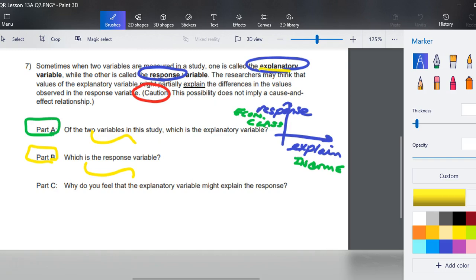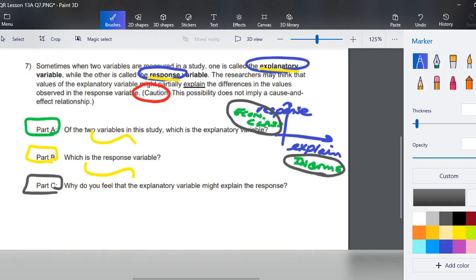And I just want you to play around with these words of explanatory and response. Whichever way you feel that you would like to write this, then write it. I'm going to go ahead and say income because we're taking the income and then we're defining the ranges of our economic class, like upper, middle, and lower.